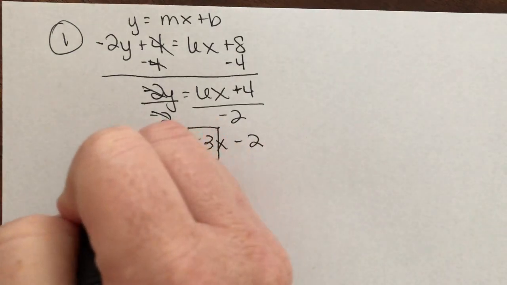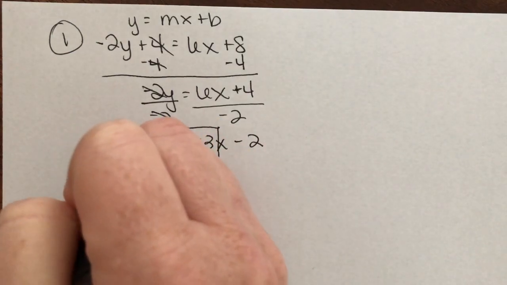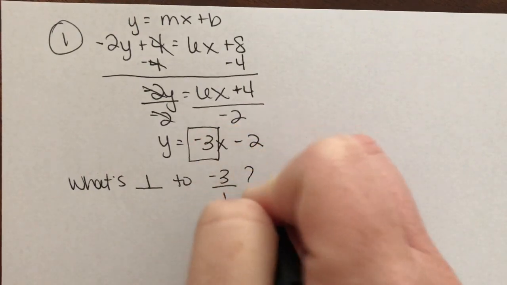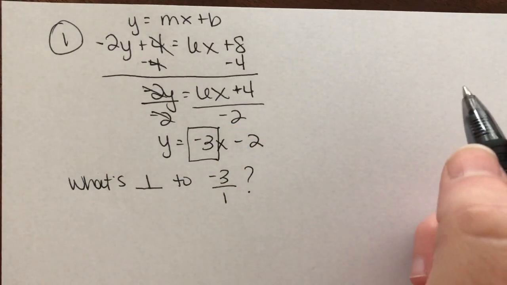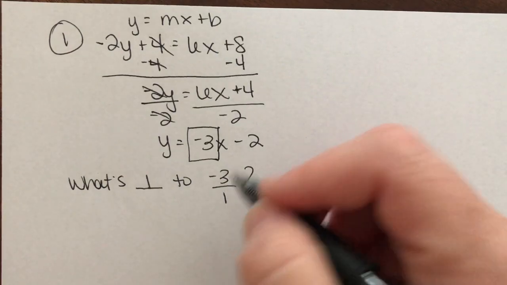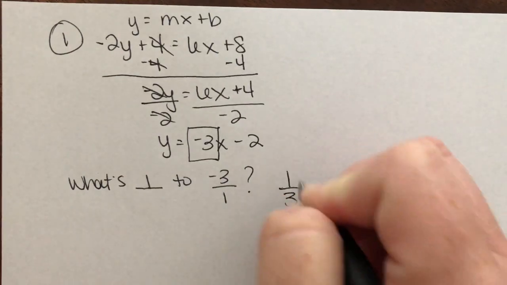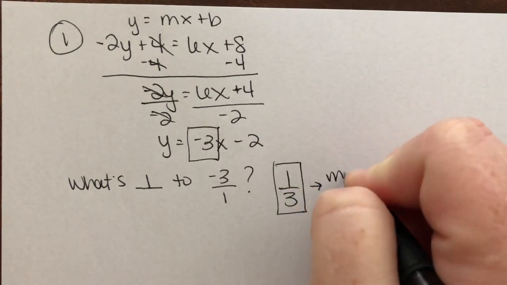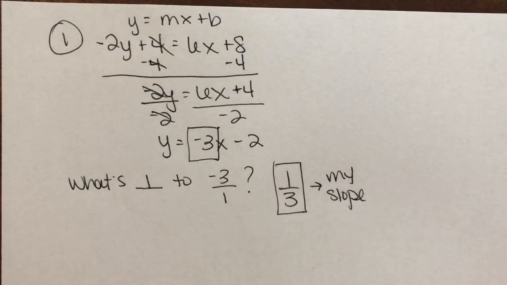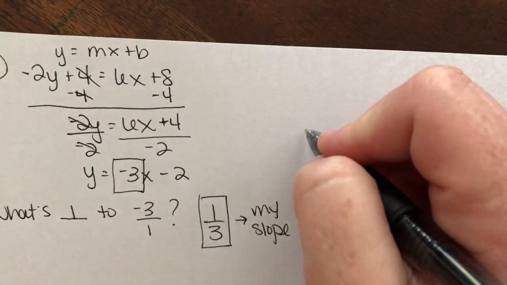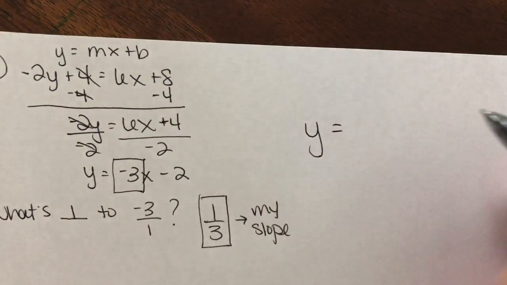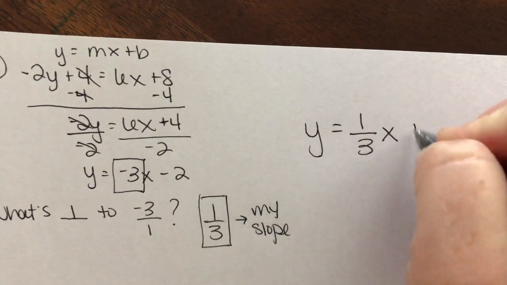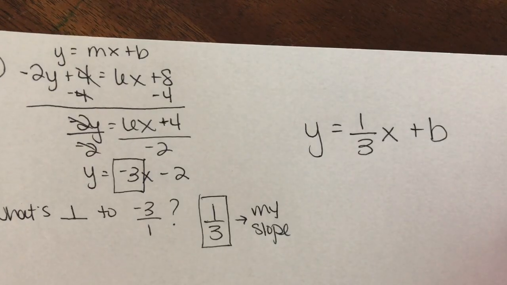So what's perpendicular? What's perpendicular to negative 3 over 1? Positive 1 over 3. You flip it upside down, you change the sign. Positive 1 over 3. So that's my slope. So for my equation of my line, I'm going to put it in the form y equals mx plus b, y equals 1/3 x, and then that's all I know so far. I just know my slope, that's it.